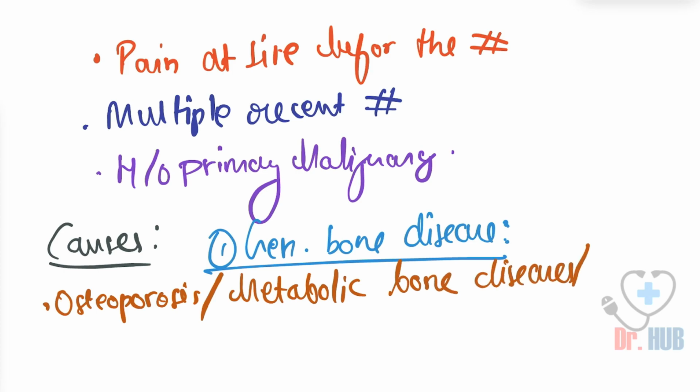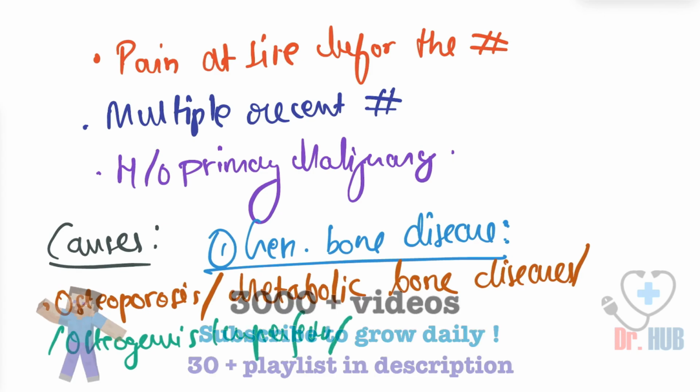Then there is also osteogenesis imperfecta, followed by Paget's disease, polyostotic fibrous dysplasia, and myelomatosis.